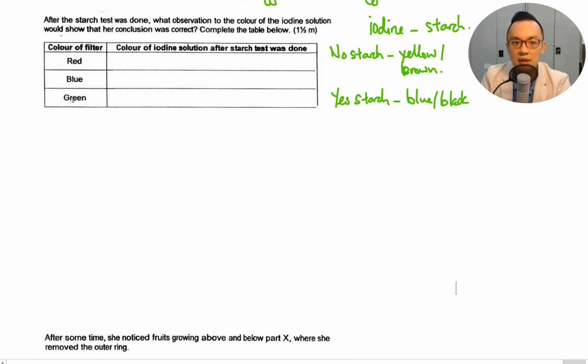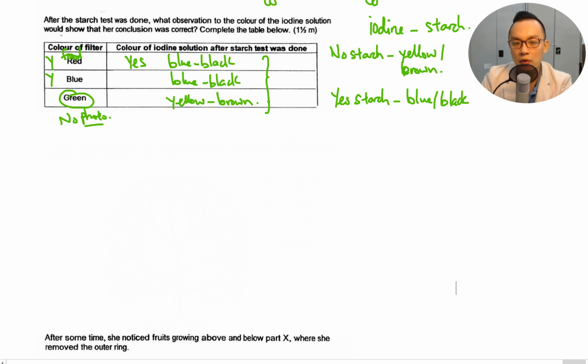Just now we said that green, there is no photosynthesis. Red and yellow has photosynthesis. So if you have photosynthesis, therefore you make food. And when you test for starch, then it should be yes, there is starch. And you should be looking at blue-black for red, as well as blue-black for blue. And for green, because there's no photosynthesis, it will remain as yellow-brown. Okay, so you need to learn these two colors and what they represent with presence of starch. If there's no starch, it's yellow or brown. If there is starch, it becomes blue or black.